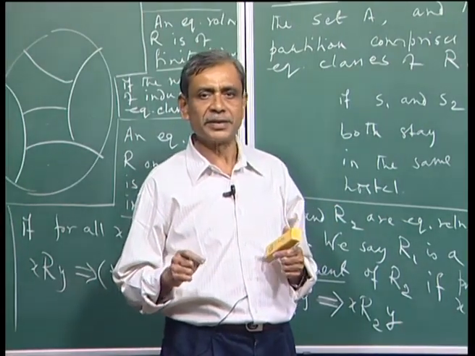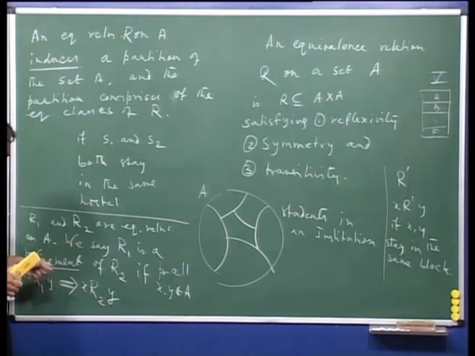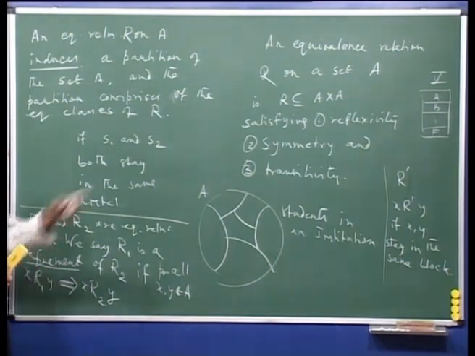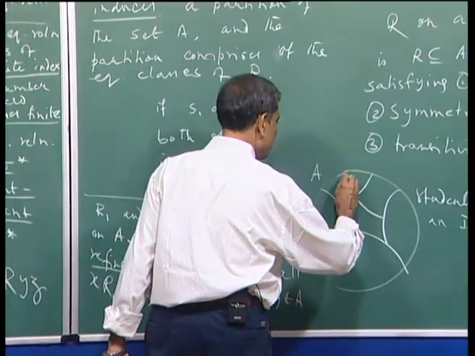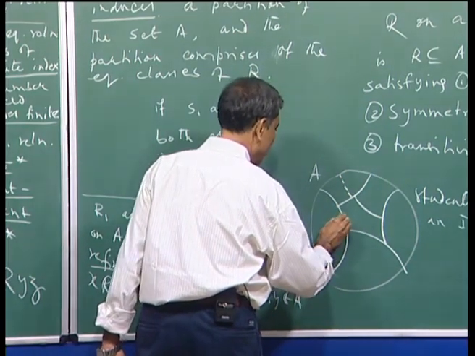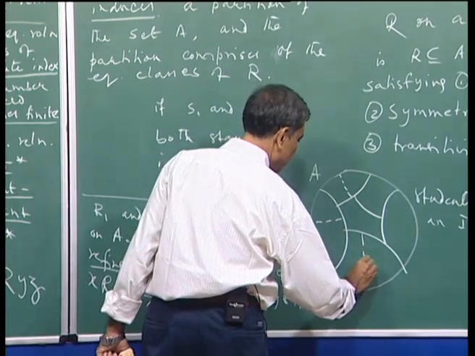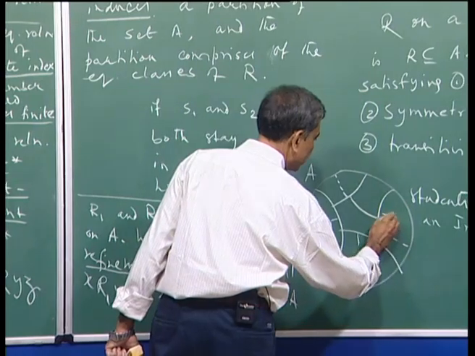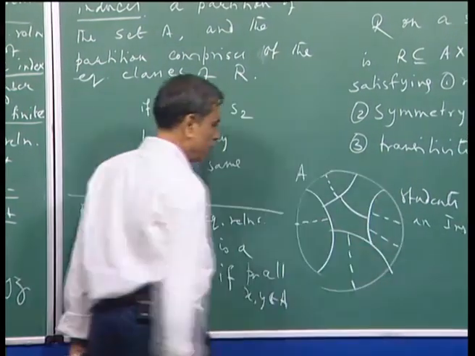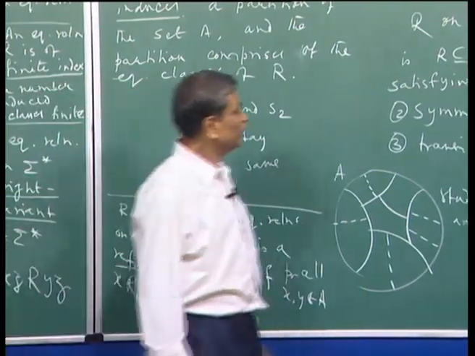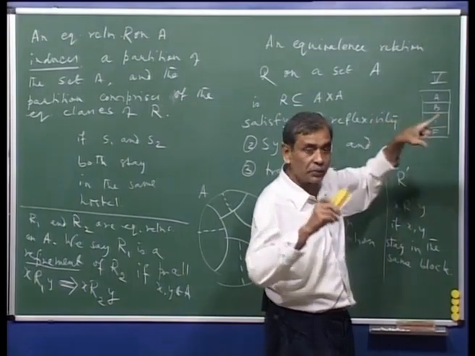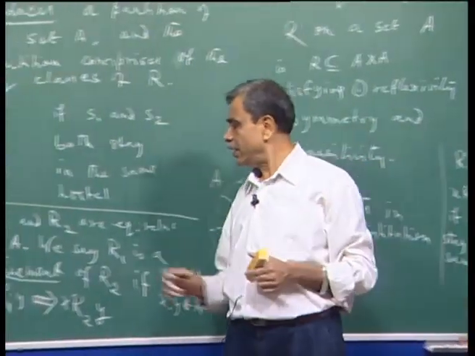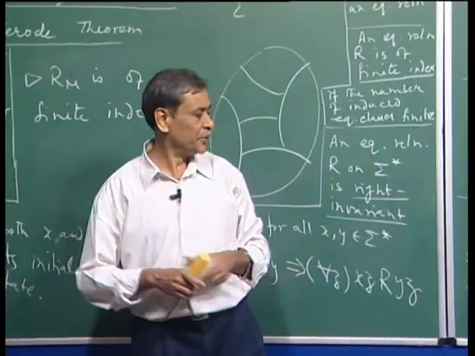And what happens in such a case? When the relation R dash is a refinement of R, all that happens is that the new relation breaks the old equivalence classes into a number of finer classes. In the old relation, everybody in the same hostel was clubbed together in the same equivalence class, but now we are going down to the level of blocks, and that is the reason the term refinement is used.